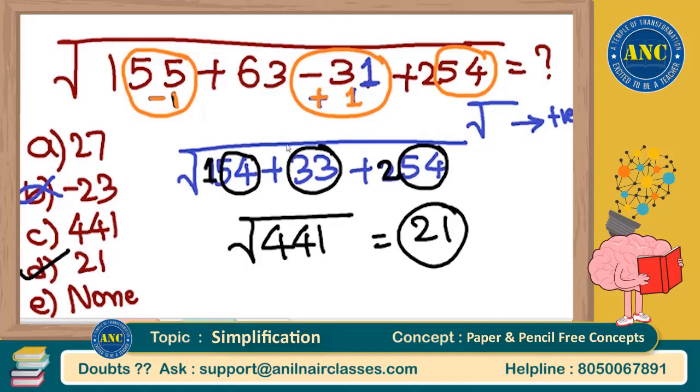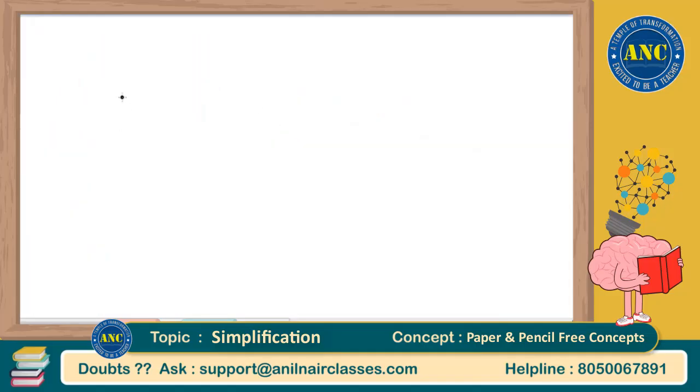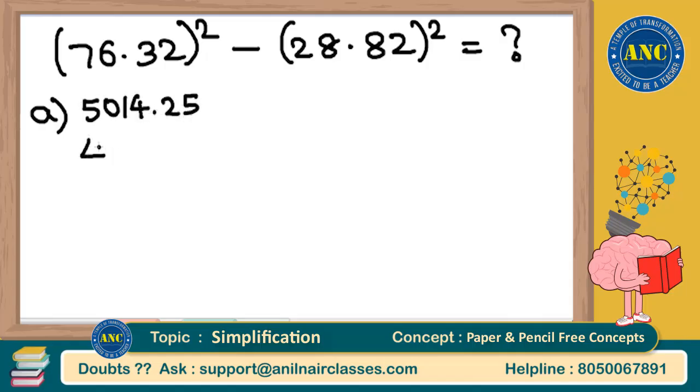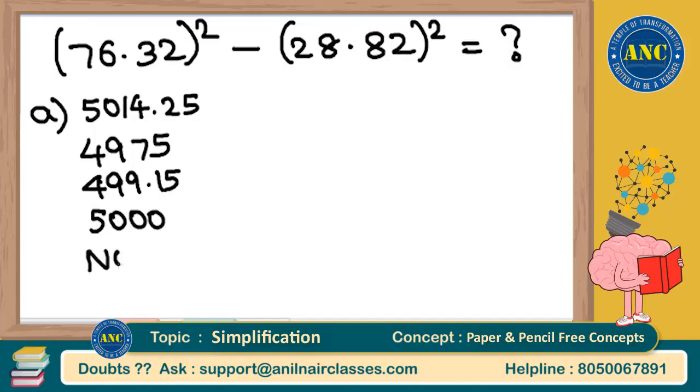See this question, sir, how beautifully you can solve this question once again. 76.32 whole square minus 28.82 whole square is equal to question mark. Your answer options are 5014.25, 4975, 4994.15, 5000, and the last option is none of these, right?